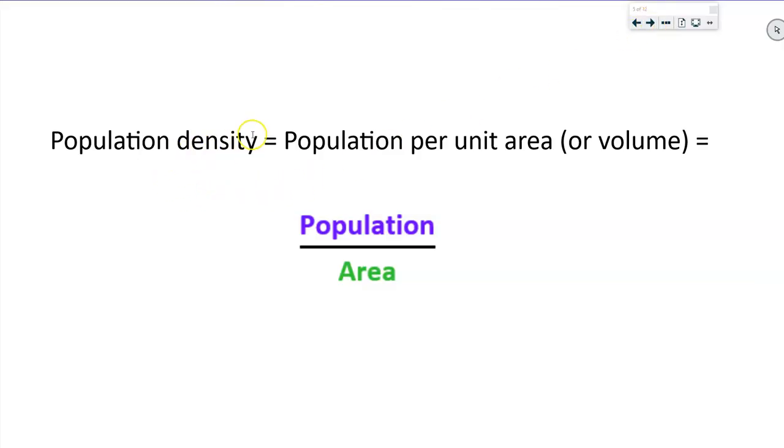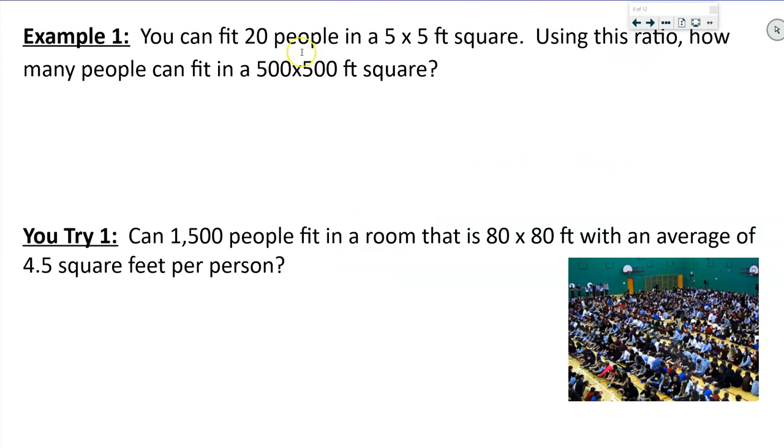So population density in this case has to do with people, obviously, or things, and the area that they can fit within. Basically, population density is population per unit area or volume. So it's going to be our population over our area. Example 1 says you can fit 20 people in a 5 by 5 square. Using this ratio, how many people can you fit in a 50 by 50 square?